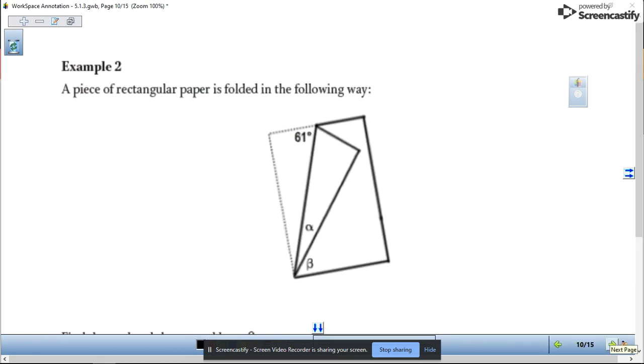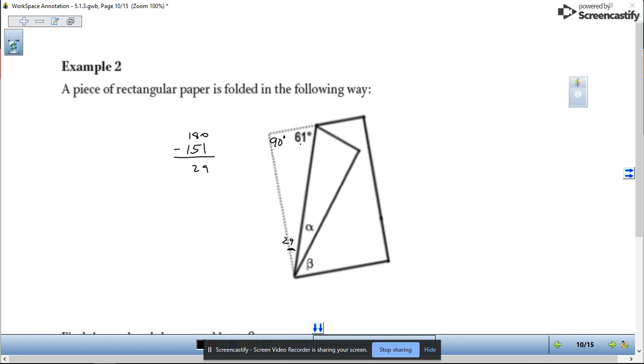Okay, now a piece of rectangular paper is folded in such a way. So what do we know? All right, so here's the trick. So I know that this is 61. I know that this is 90. Okay, because it was a rectangle, right? So 61 and 90 is 151, and take that away from 180 means that this down here is 29.